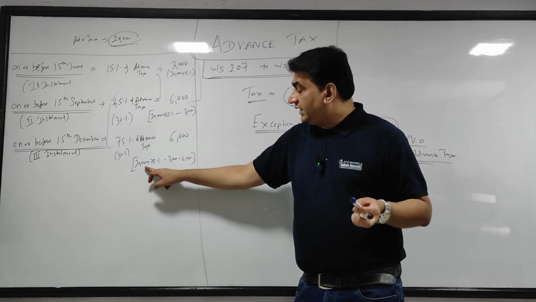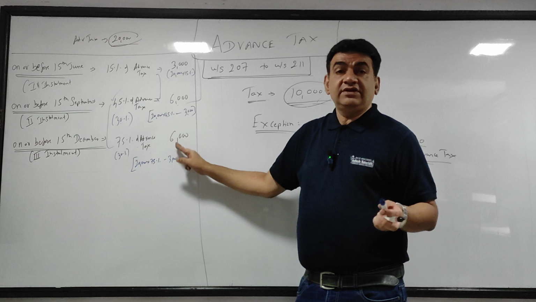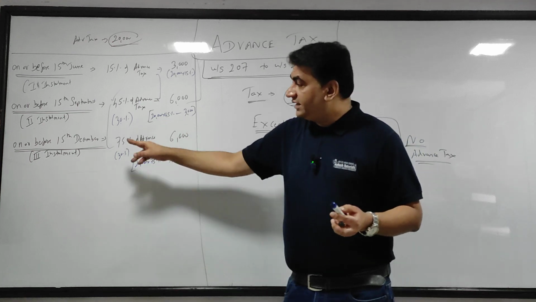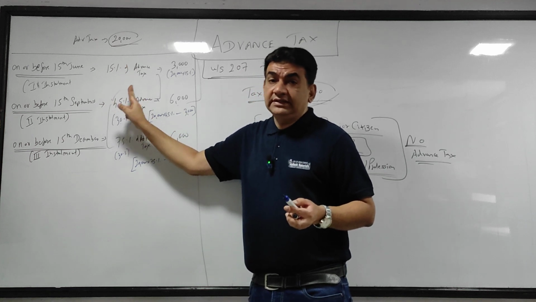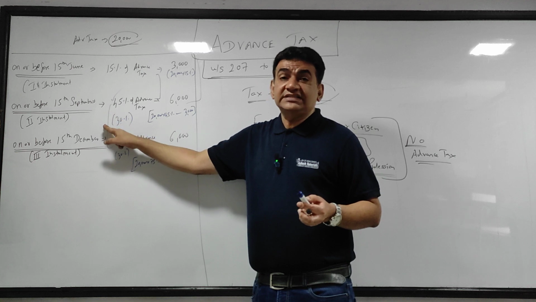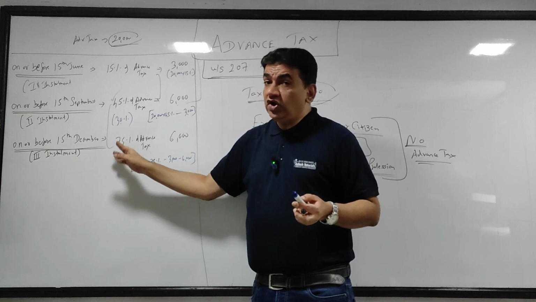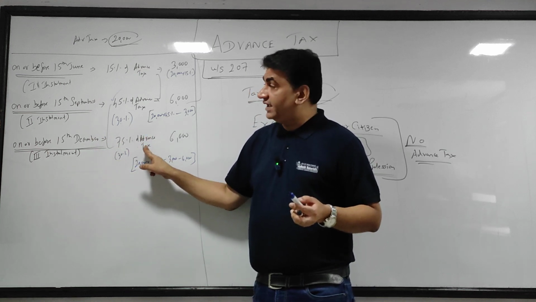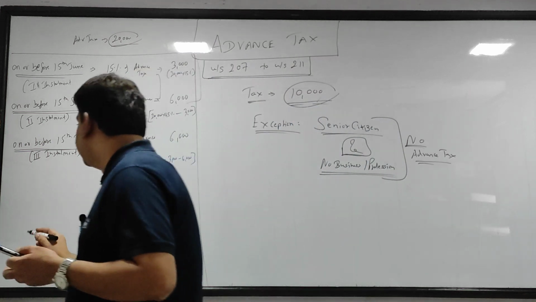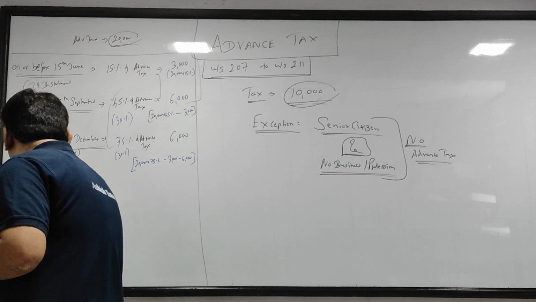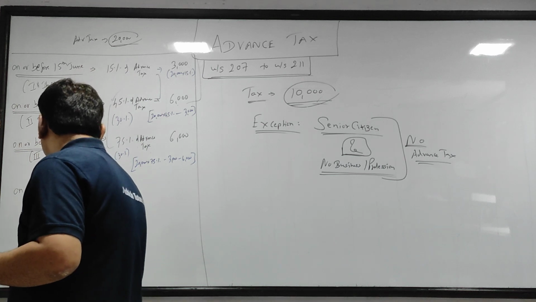See, up to here it should be 15,000 paid. 3 plus 6 is 9, 9 plus 6. Got it? So first installment before 15 June, total 15%. Next installment on or before 15 September, total 45, which includes the earlier 15. Next on or before 15 December, total 75, which includes the earlier 15 and the earlier 45. Okay? Next, 3 months after 15 December is 15.